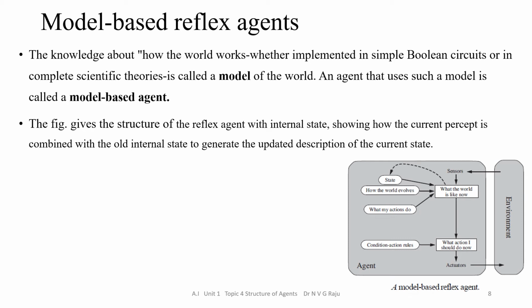The figure shows the structure of a reflex agent with internal state, showing that the current percept is combined with the old internal state to generate the updated description of the current state. Here, the agent combines the current perception with old history. Then it takes actions based on conditional action rules.